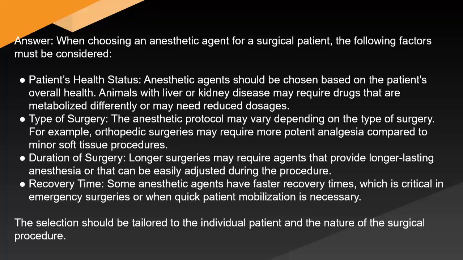What factors should be considered when choosing an appropriate anesthetic agent for a surgical patient? Answer: When choosing an anesthetic agent for a surgical patient, the following factors must be considered. Patient's health status. Anesthetic agents should be chosen based on the patient's overall health. Animals with liver or kidney disease may require drugs that are metabolized differently or may need reduced dosages. Type of surgery. The anesthetic protocol may vary depending on the type of surgery. For example, orthopedic surgeries may require more potent analgesia compared to minor soft tissue procedures.